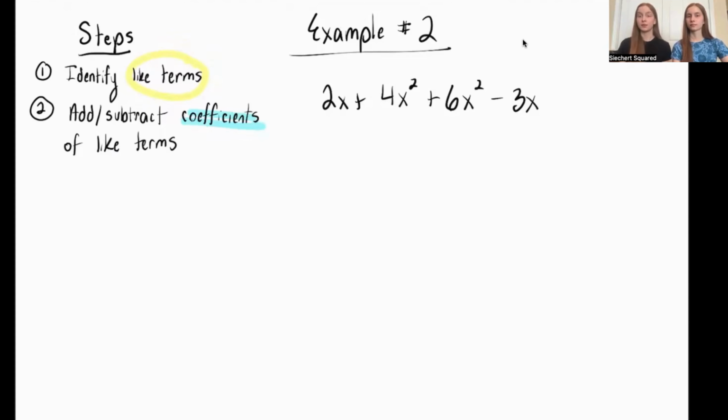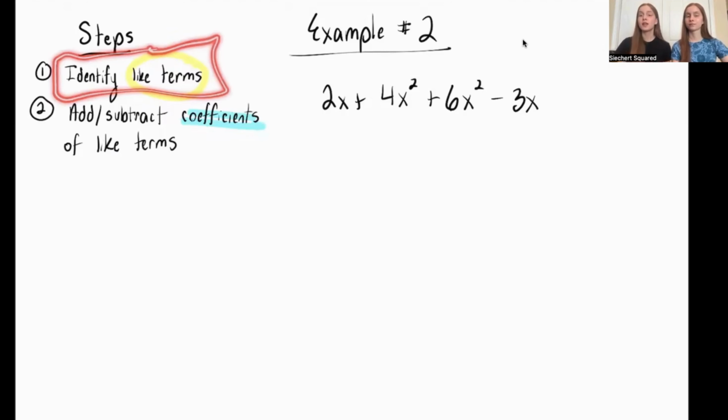Now, here's our second example. This time we decided to have a little bit more complex of a problem, but the steps are still the exact same. So if you see 2 terms and you feel more comfortable with that, great. But even if you see like 5 or 6, don't freak out. If you can do combining like terms with 2 or 3 terms, you can do it with 4 or more.